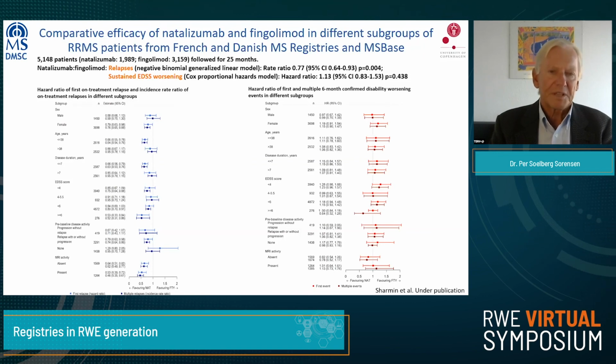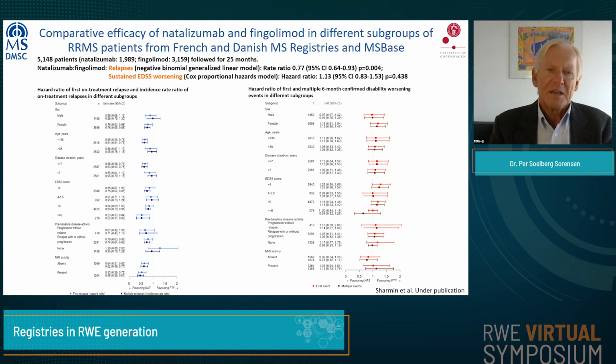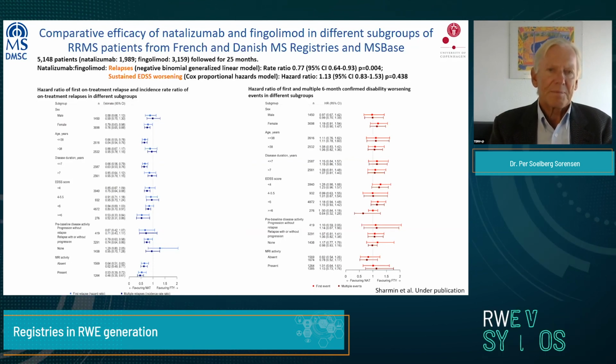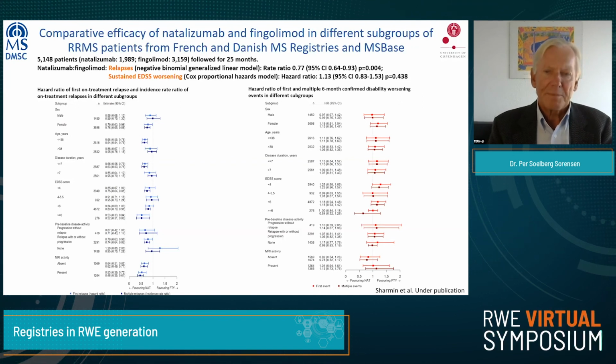And we also looked at different subgroups, and again, there was a strong trend and many significant differences when we looked at the natalizumab fingolimod effect on relapses, whereas there was no difference when we looked at 6 months confirmed disability worsening.